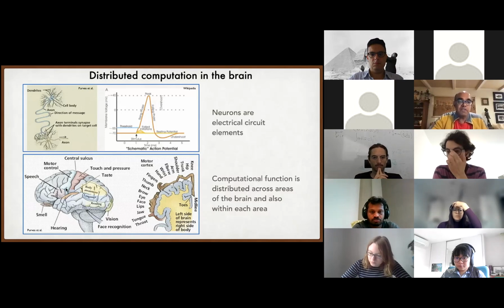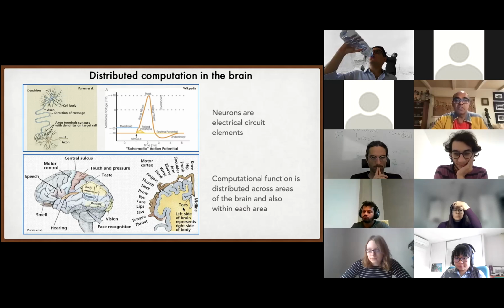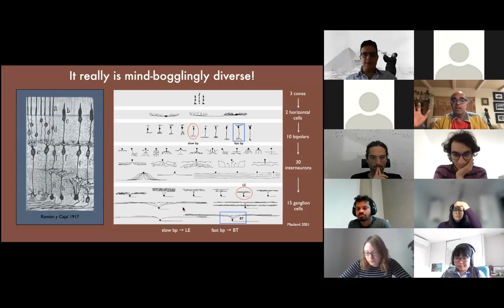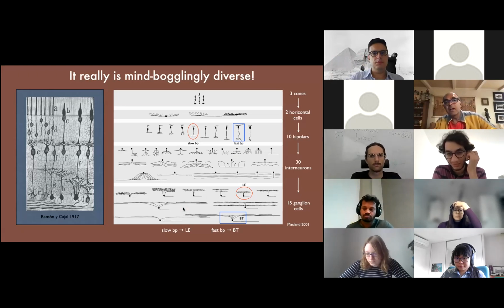If you pick any one of these areas, then it's distributed across that area with specific circuits doing specific things, in this case, controlling the body. And if you really focus in one more step into each one of these little areas, the diversity is kind of insane. As in, the retina alone contains 60 different types of cells, illustrated here.